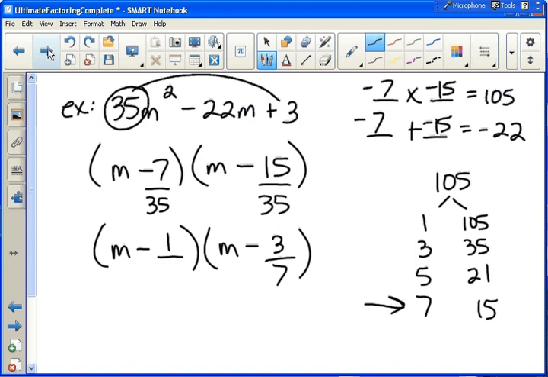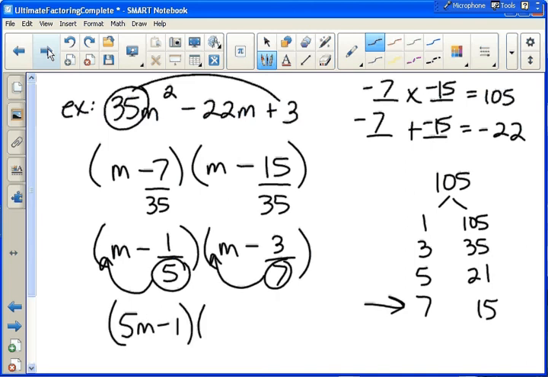So now that we've reduced, we do bottoms up. We take our bottoms and we move them up top. That leaves us with 5m minus 1 and 7m minus 3. And you can check your work here. 5m times 7m is 35m squared. Negative 3 times negative 1 is positive 3. So that is our final answer.